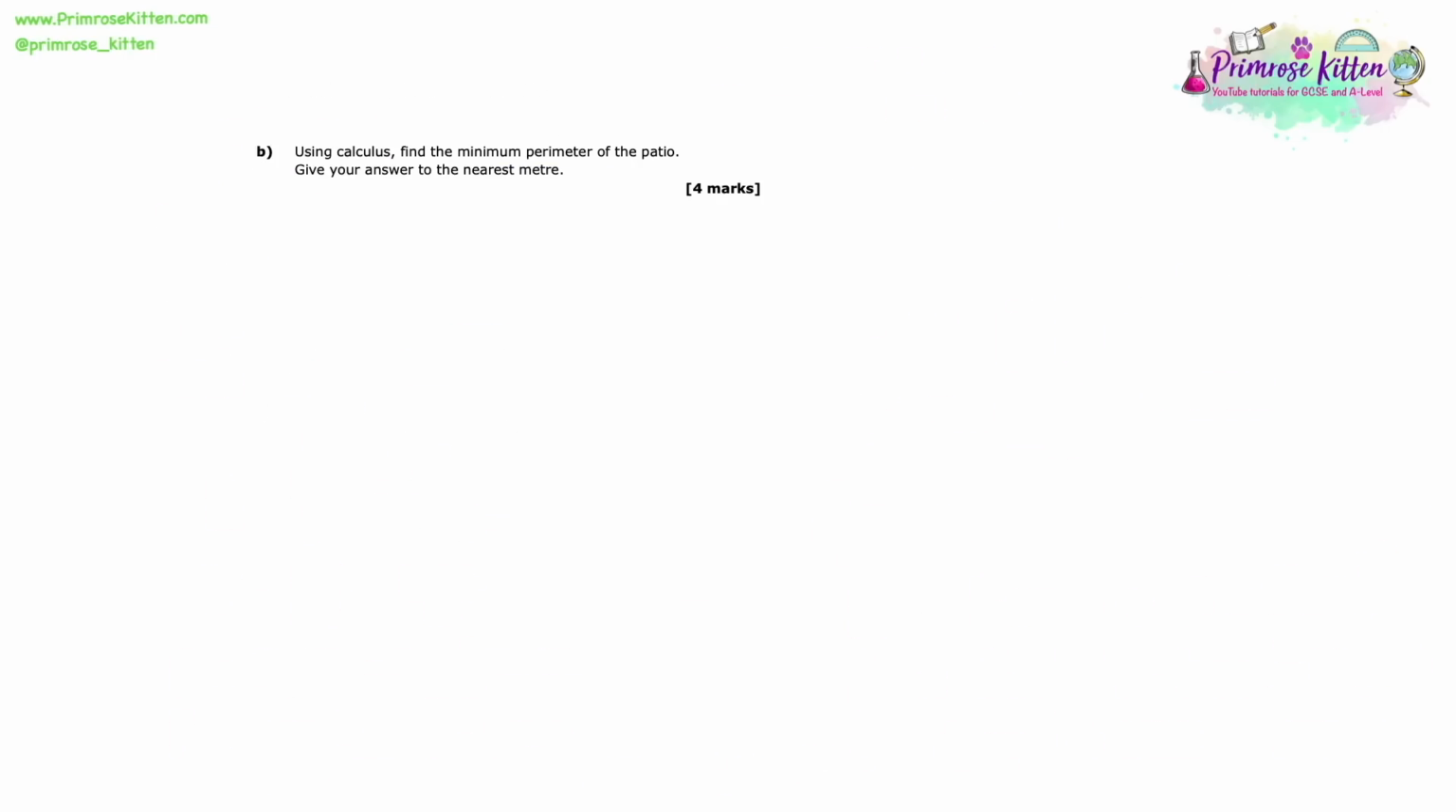So now we're asked to use calculus to find the minimum perimeter of the patio and give your answer to the nearest metre.